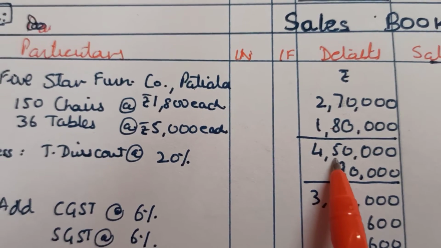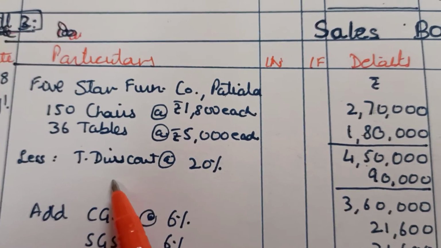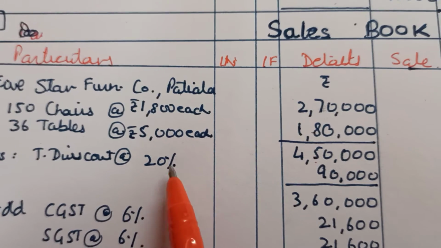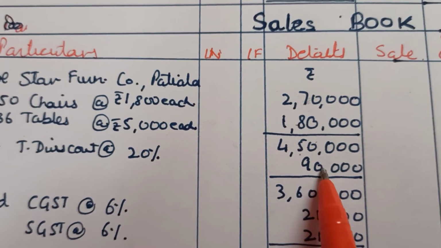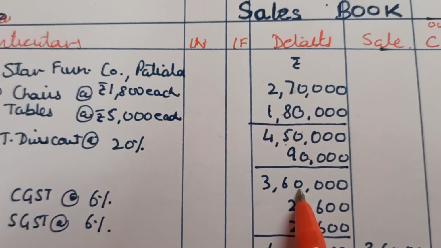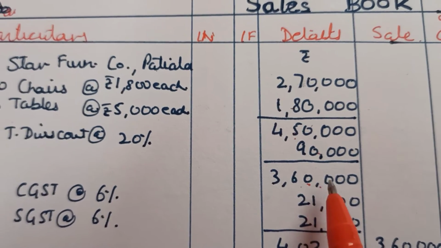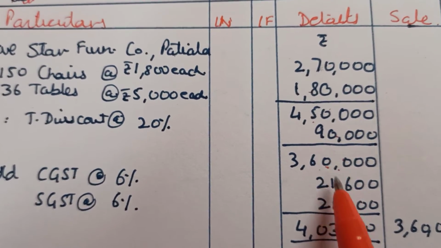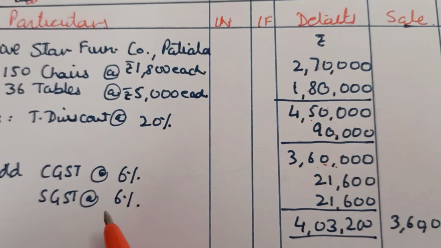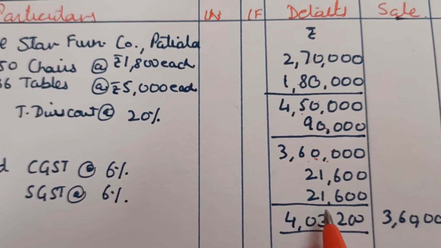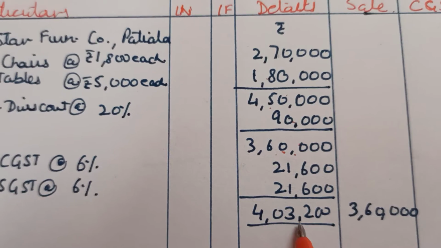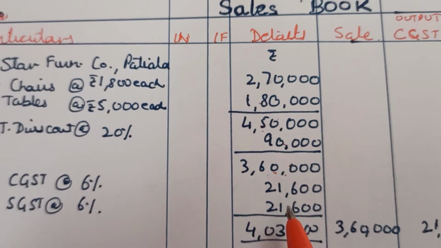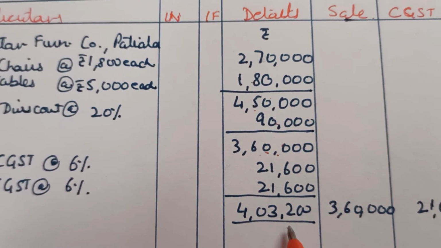Total amount 4,50,000. There is a trade discount at 20%. 20% of this comes to 90,000. Total amount is 3,60,000. 3,60,000 add CGST at 6% of this, 21,600. SGST 6% of this, 21,600, and 4,03,200 is the net amount of sales.